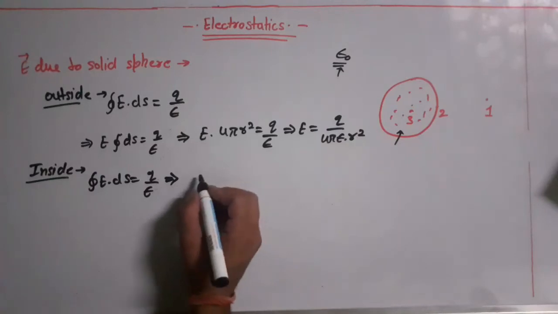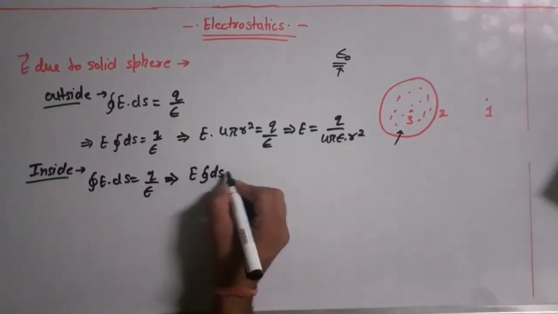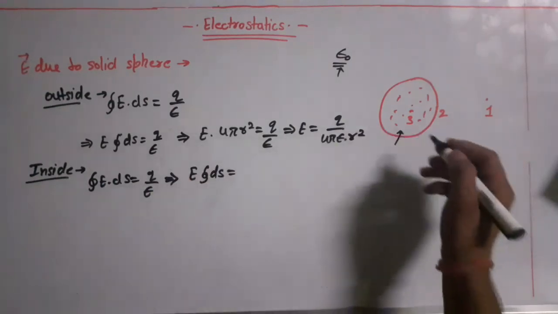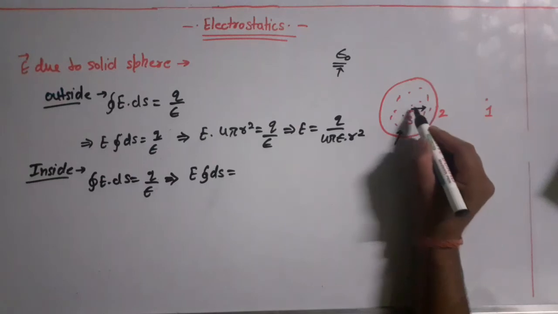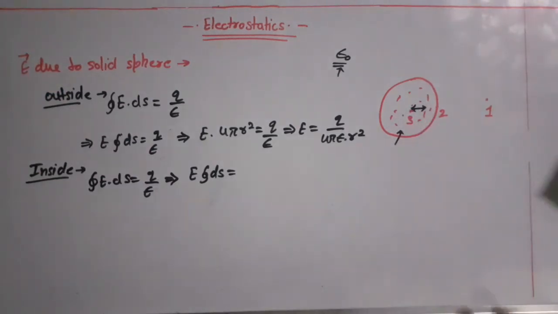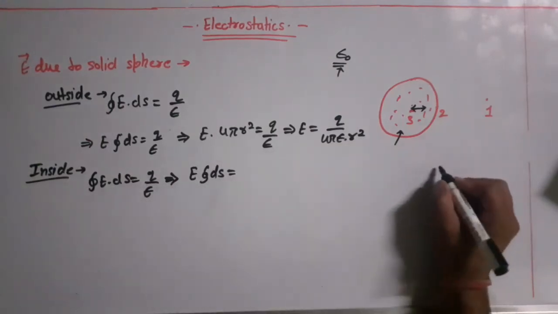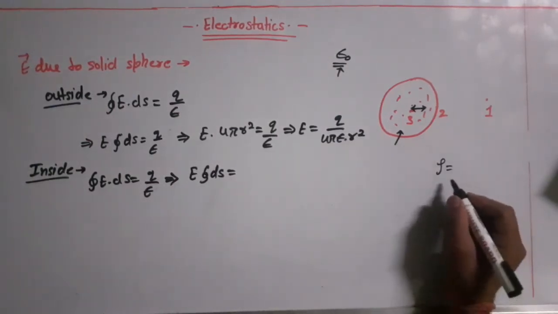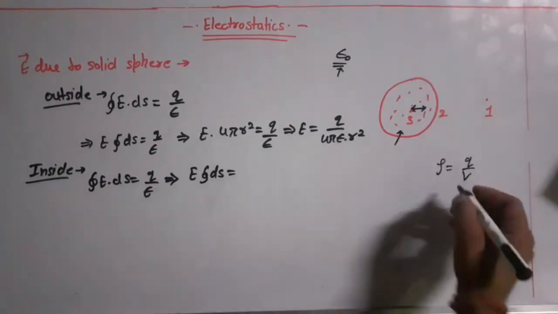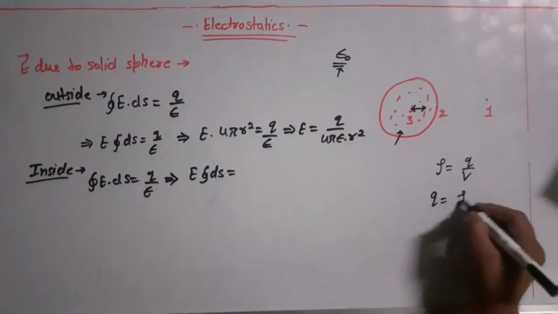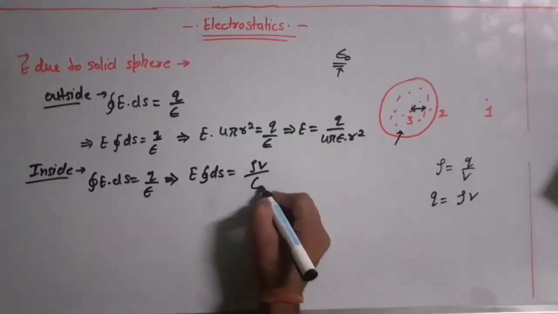Now let's put the value of E, closed integration of ds, and this q is the charge inside this sphere. So we have to take a particular limit of this density. Okay, so let's convert this into volume charge density, because our sphere is solid and volume charge density is q by v. If we find the value of q from here, we will get rho into v. So put the value rho v by epsilon.